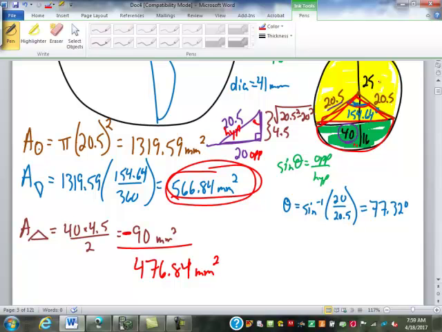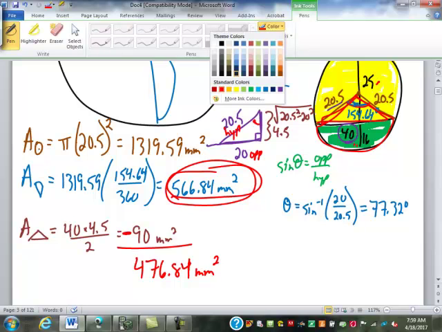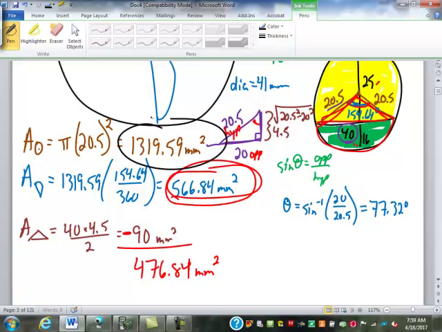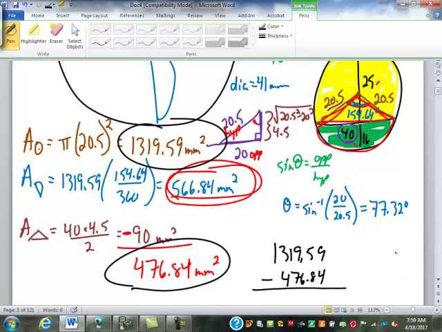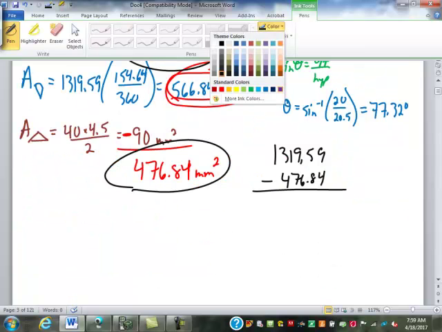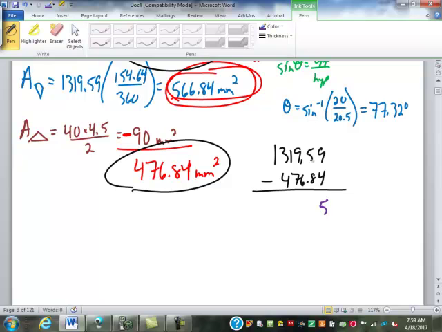I wanted the area of the yellow segment. So that's going to be the whole circle, 1319.59, minus the green segment. So we got 842.75 millimeters squared.